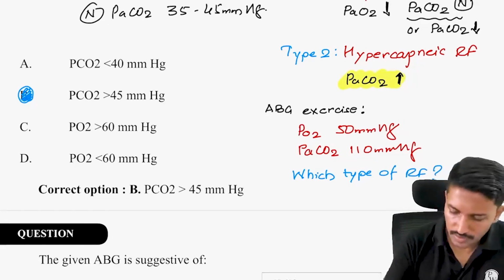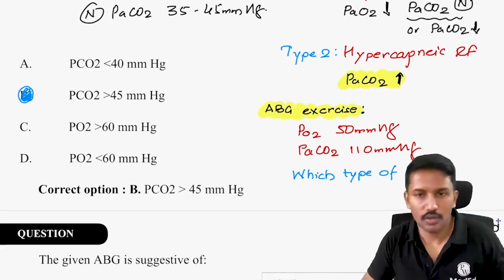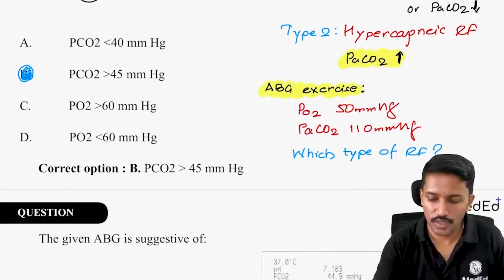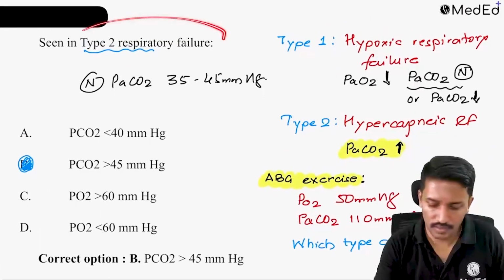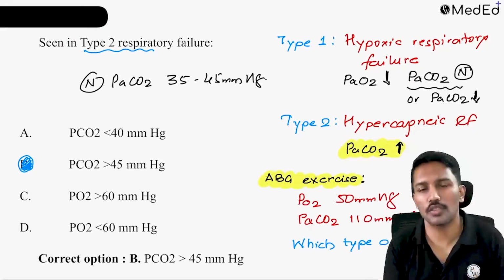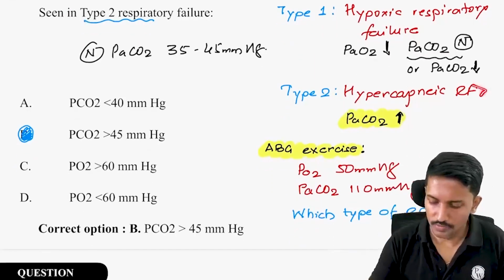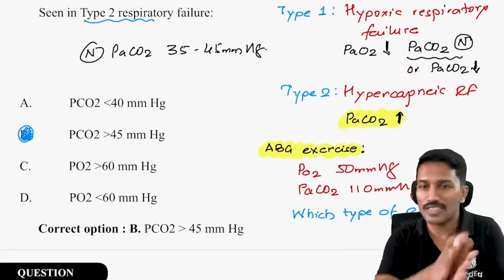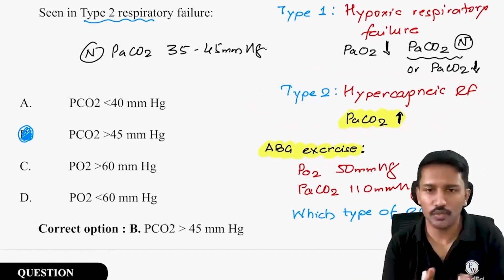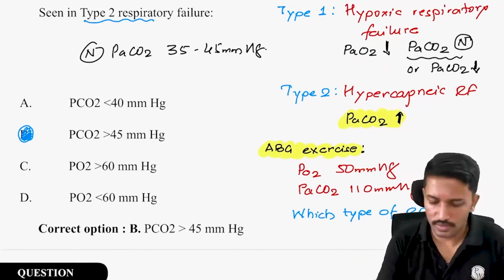Which type of respiratory failure it is, right? Is it type 1 or type 2? So whenever you get a question of detecting the type of respiratory failure, all you need to do is first look at the PaCO2. PaCO2 high, then label it as type 2 respiratory failure. If PaCO2 is not high, that means either it is normal or low, then look at the oxygen. If oxygen is low, then it is type 1.